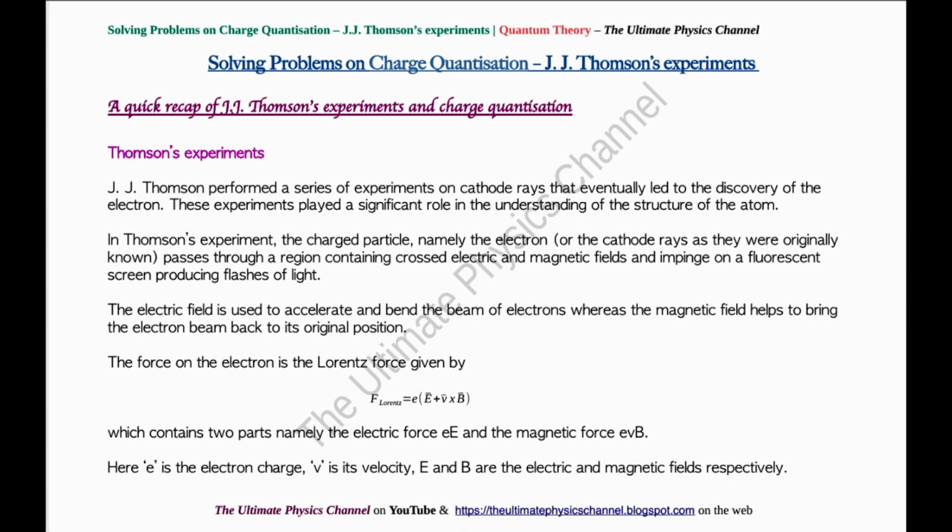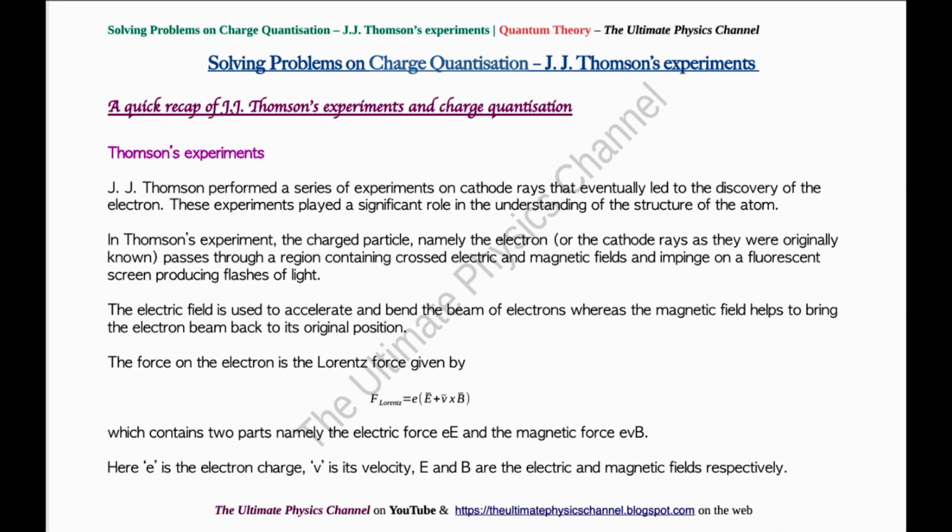passes through a region containing crossed electric and magnetic fields and impinges on a fluorescent screen, producing flashes of light. The electric field is basically used to accelerate and bend the beam of electrons, basically manipulating the electron beam, whereas the magnetic field is used to bring back the electron beam to its original position, kind of balancing two forces, right? Electric and magnetic forces on the electron beam.